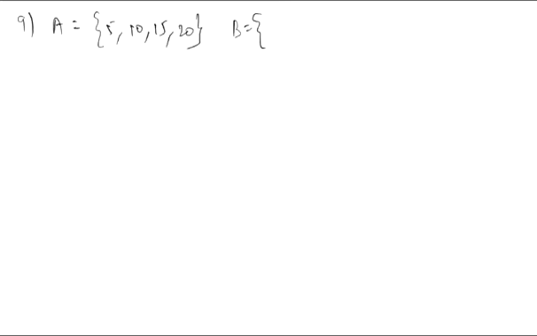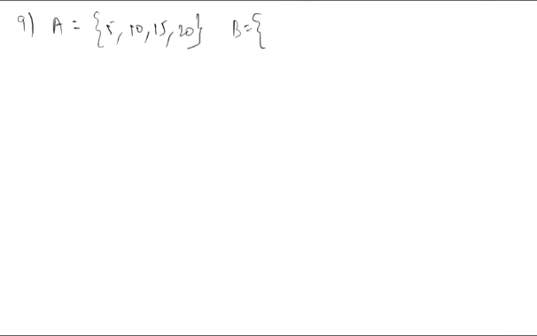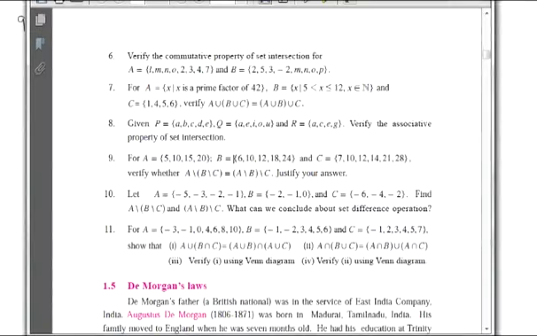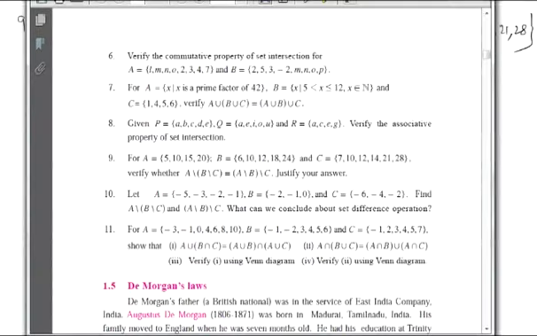B is what? 6, 10, 12, 18, 24. C another: 7, 10, 12, 14, 21, 28. And you're supposed to do what?